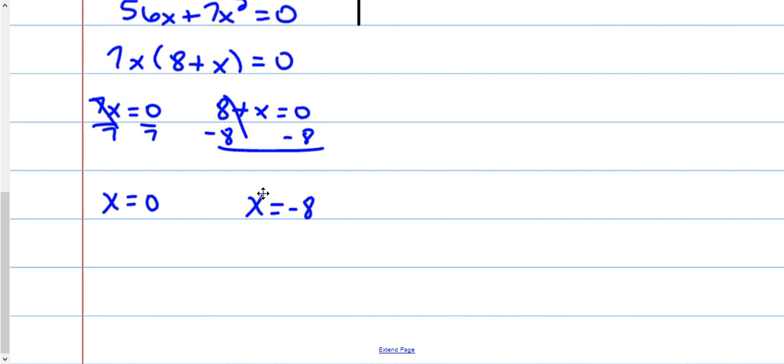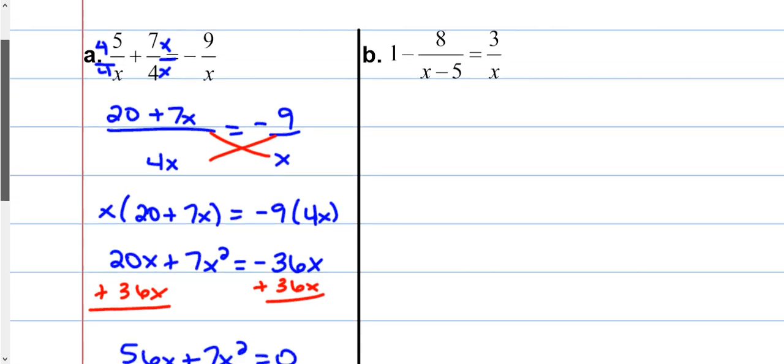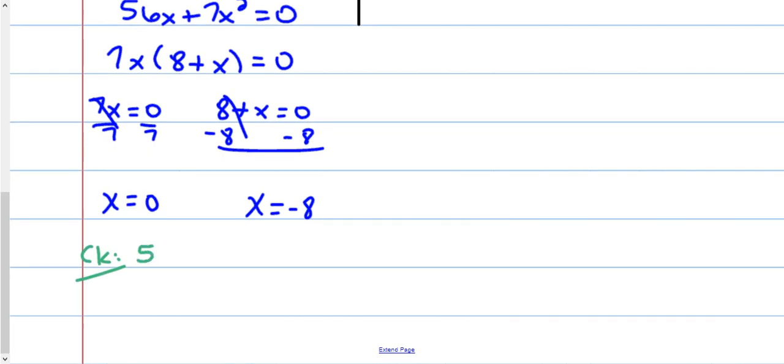So, again on this, make sure that you check each answer. So if I'm checking each answer, let's first check the 0. If I have 5 over x, that means I have 5 over 0. So we're going to change that x right there to a 0, plus 7 over 4 equals negative 9 over x, so negative 9 over 0. Well, you cannot divide by 0. So those two pieces make that not work.